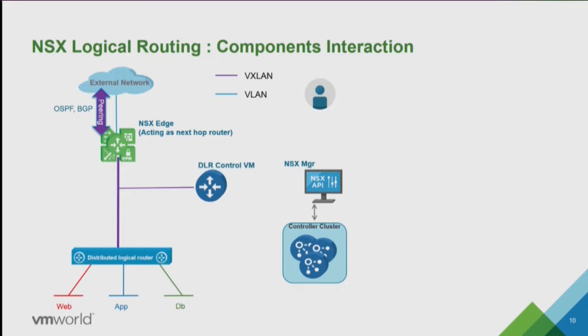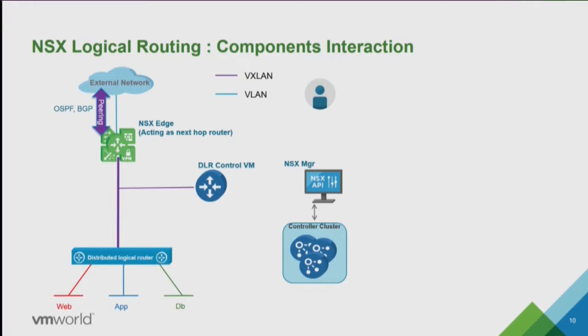So how do they interact together? Again, the focus is really on the DLR, because the Edge Service Gateway is a router like you know it. It's just a VM doing routing and stateful services. So we assume in this slide that the Edge Service Gateway is already deployed and configured northbound with a routing protocol.